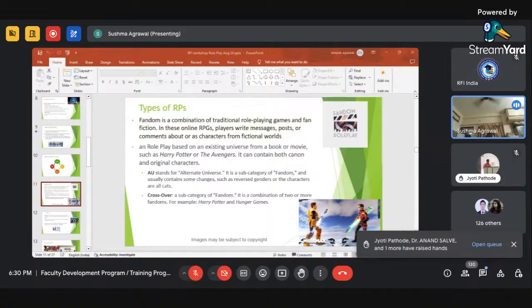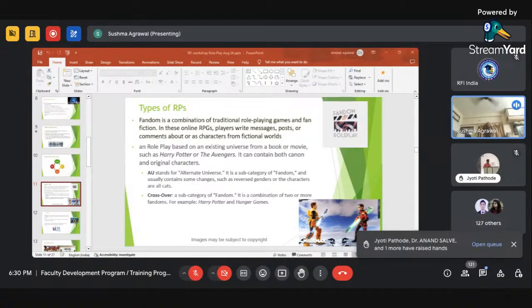Those two factors are included. Number one is the alternate universe, in short known as the AU, and it is a subcategory of fandom. It usually contains changes such as reversed genders or characters that are all cats. That means there can be changes in the characters from what was originally observed in that particular book, movie, or other fiction.